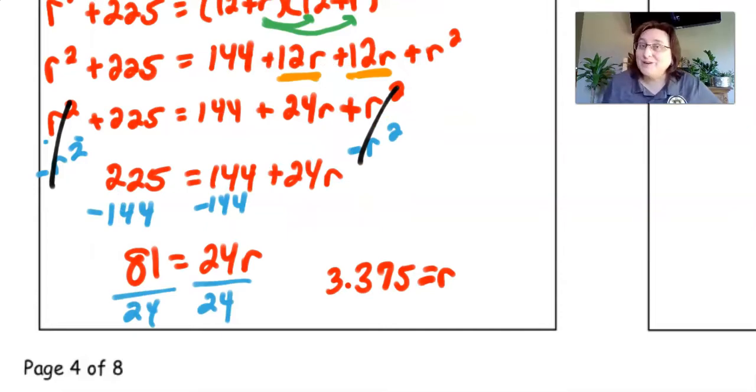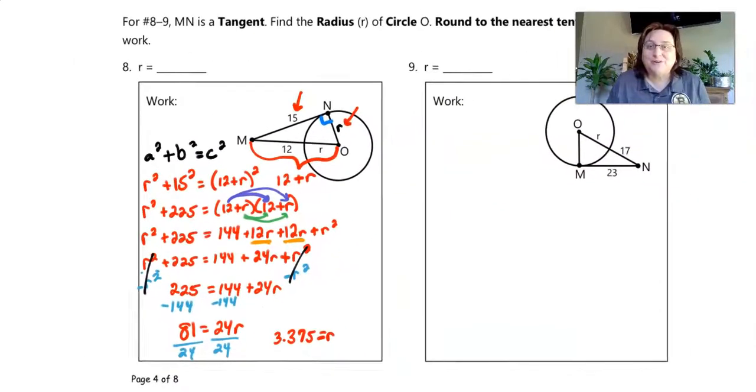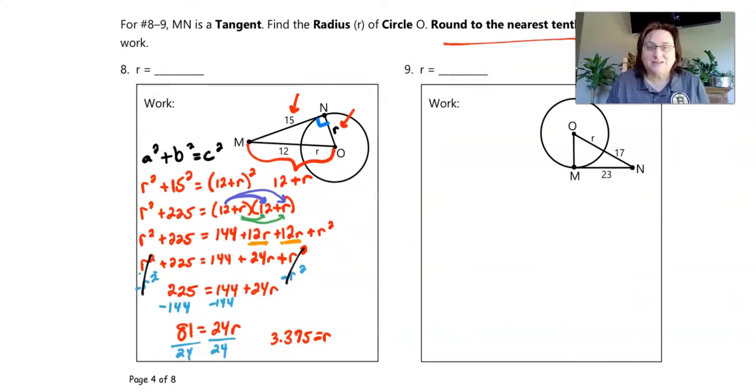Alrighty, did you guys remember to round to the nearest tenth? Okay, the instructions, if we go back up here and look, say round to the nearest tenth. So for r, you should get that it is 3.4. And guys, there's no units, so my final answer is 3.4. All right, hopefully you guys remember to read the instructions.